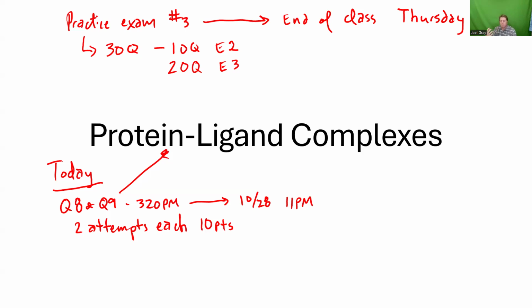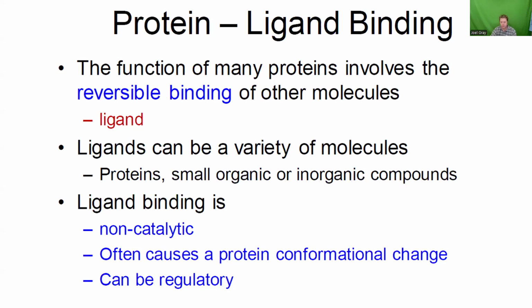But here what we're looking at is, once you've assembled a protein and a protein interacts with something, what does that look like? Now, protein ligand binding. We're familiar with the term protein, a molecule made up of amino acids. Ligand, that's a little bit of a different word. What we're looking at is basically a protein and what it binds to. The function of many different proteins involves what's known as the reversible binding of other molecules. That other molecule is referred to as a ligand.